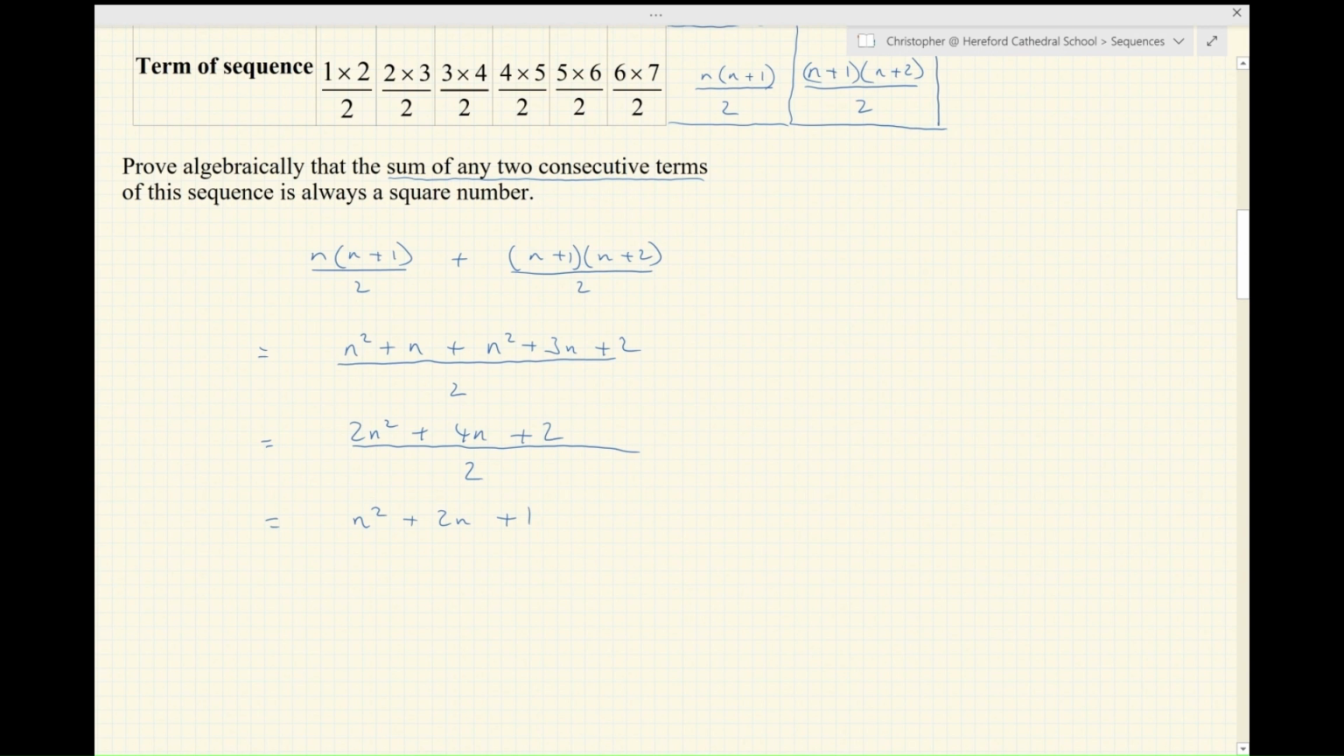And now I need to prove that that expression is always a square number. Well, that expression equals n plus 1 squared. So the total of the two consecutive terms of the sequence is always a square number because it can be written as n plus 1 squared, as something squared.